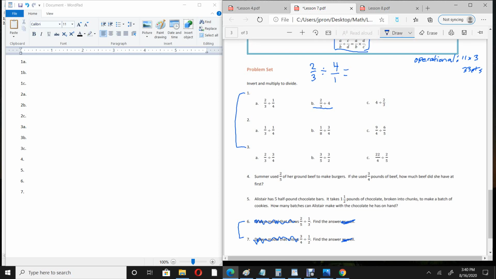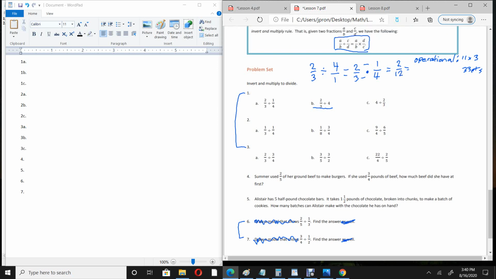And since we're dividing, we're going to take the reciprocal of the divisor. So we're going to flip the divisor on its head. The dividend stays the same, 2/3. And instead of dividing, we're going to multiply by the reciprocal. And we multiply tops times tops and bottoms times bottoms. 2 times 1 is 2. 3 times 4 is 12. Very good. So 2 over 12 is a correct answer, but we can simplify 2/12, yeah?